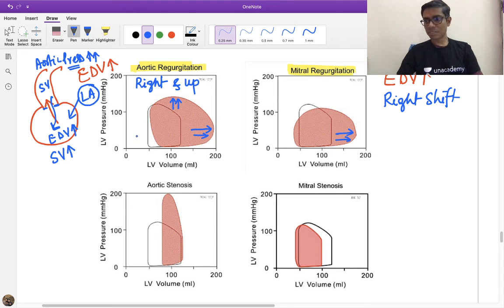So diastolic blood pressure defines afterload. No. Afterload is mean aortic pressure. Systolic and diastolic both. Okay. Afterload is the mean aortic pressure. Whether systolic blood pressure increases or diastolic blood pressure, mean blood pressure will increase. So afterload in any case is going to increase, right?